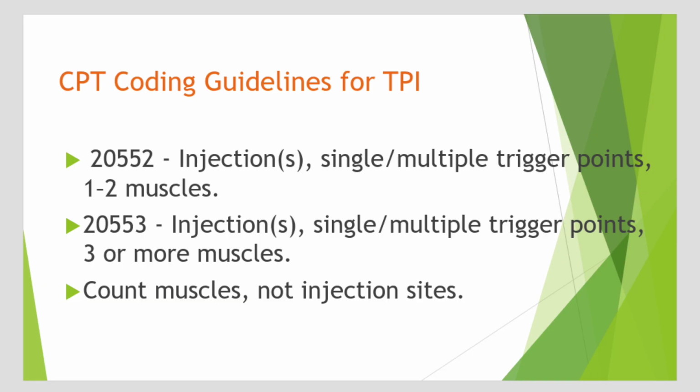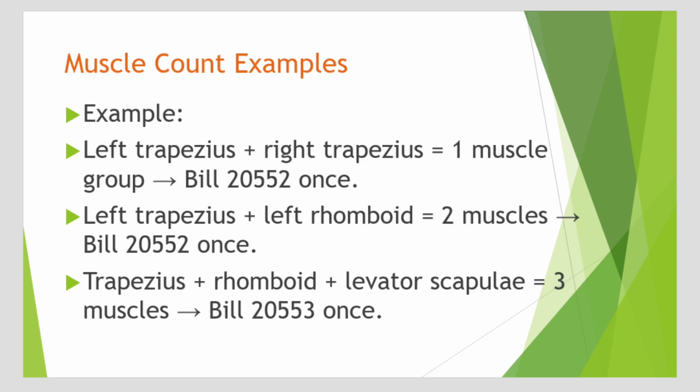So what is the one or two muscles rule? Let's say the physician injects the left trapezius and the right trapezius, the same muscle, just on the other side. If they stop there, you should use 20582. The code is based on the muscle group, not the site. We'll see another example.